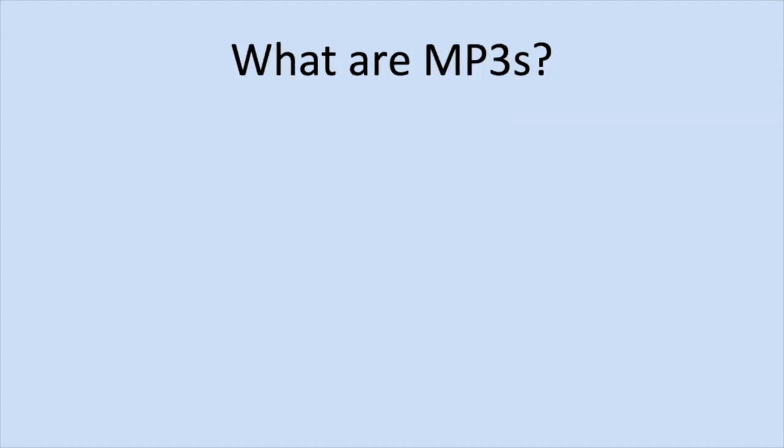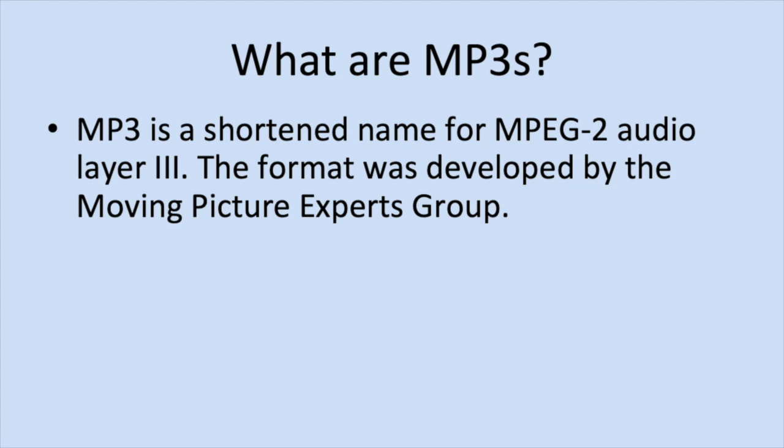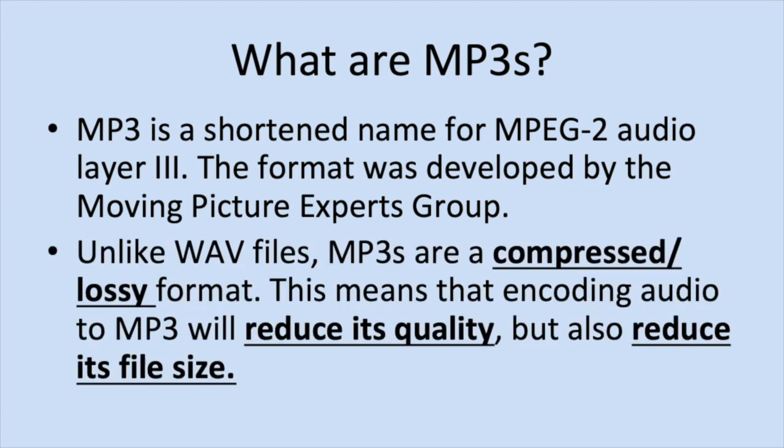So what are MP3s? MP3 is a shortened name for MPEG-2 Audio Layer 3. The format was developed by the Moving Picture Experts Group. Unlike WAV files, MP3s are a compressed, lossy format. This means that encoding audio to MP3 will reduce its quality, but also reduce its file size.